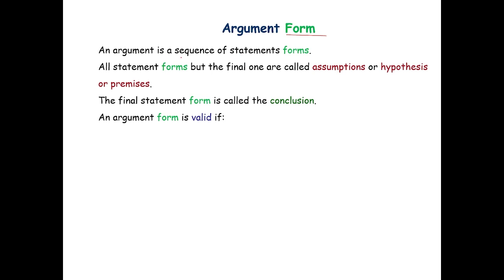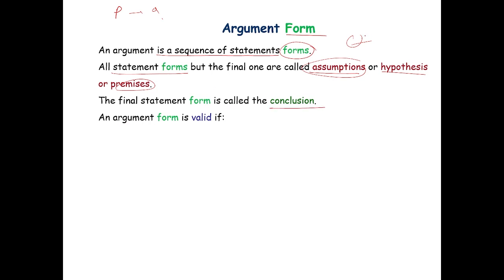An argument is a sequence of statements. All statement forms but the final one are called assumptions, hypotheses or premises. Like in the previous example, the conditional statement, you had one condition, if P, then Q. Now you're going to have more than one condition. The whole set is called the argument, and the conditions you have, you're going to call hypothesis, assumption, or premises. The final statement form is called the conclusion.